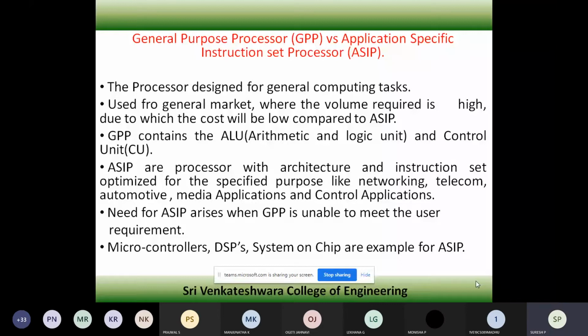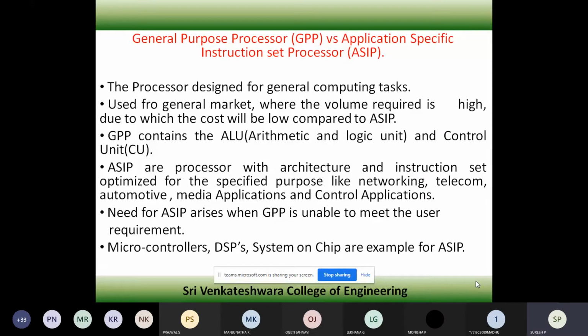So now this particular processor came with a specific architecture and specific instruction set. So it is optimized and designed to work for that particular application only. If you take the application specific instruction processor, or the processor with architecture and instruction set optimized for a specific purpose, the ASIP is designed to do some specific operation. So what are the different operations it is going to perform? It is going to be used in networking, telecom, automotive, media applications, and control applications.